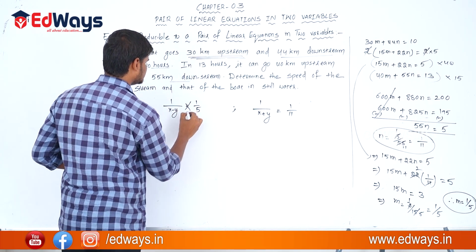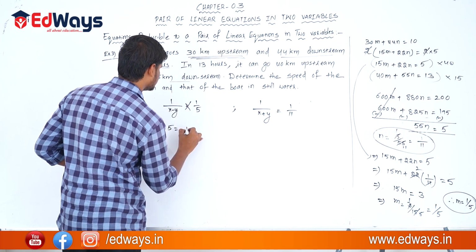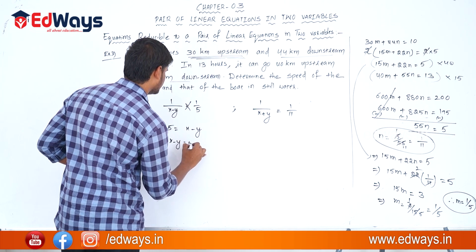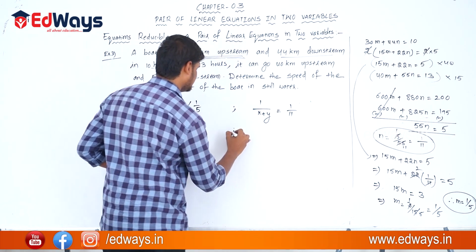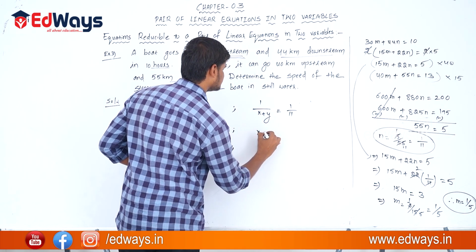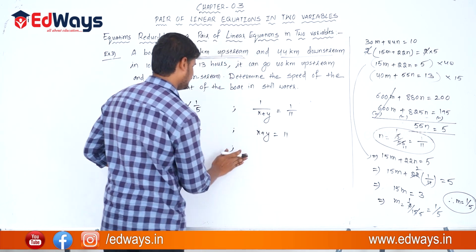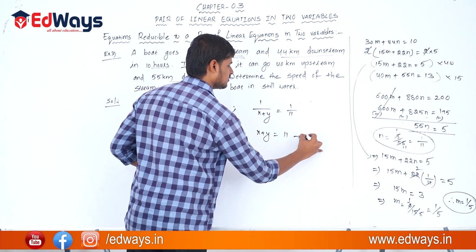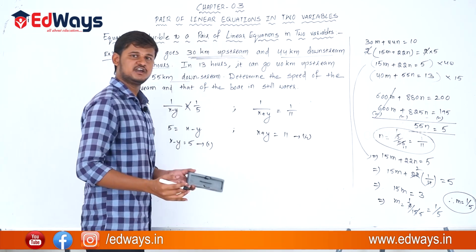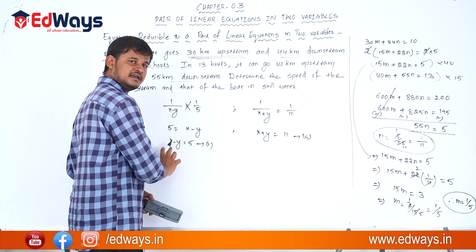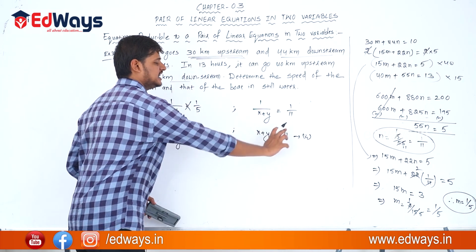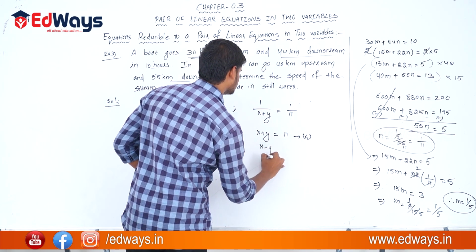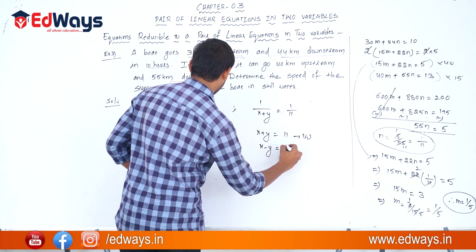Do cross multiplication here, then 5 is equal to x minus y, so x minus y is equal to 5. And here x plus y is equal to 11 if I do cross multiplication. Again solve these two equations because we need to get the x and y values. We have x minus y is equal to 5 and x plus y is equal to 11.